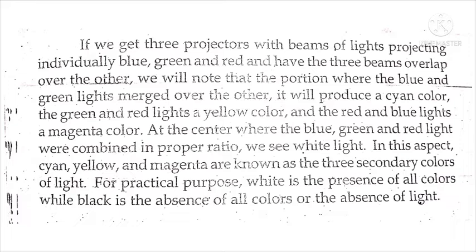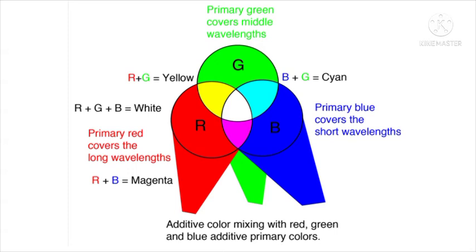In these aspects, cyan, yellow, and magenta are known as the three secondary colors of light. For practical purposes, white is the presence of all colors, while black is the absence of all colors or the absence of light. So this table that I show you is the additive color mixture.